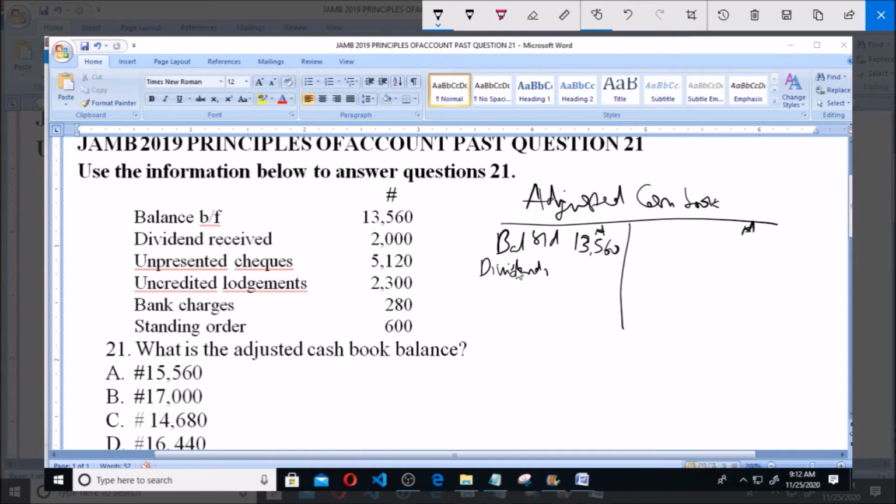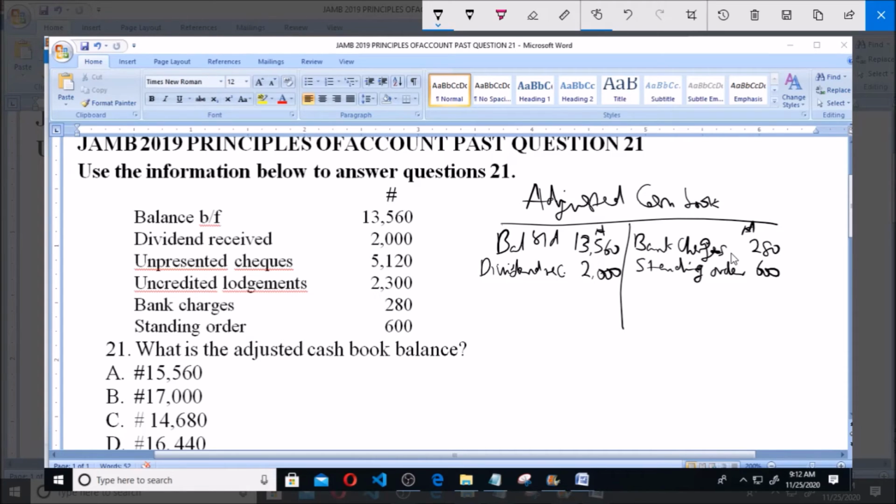Dividend received is 2,000 naira. We have bank charges. Our bank charges is 280. We have standing order, which is 600.